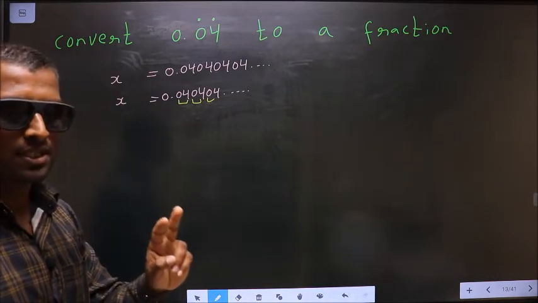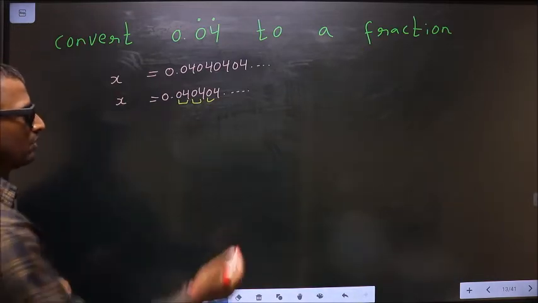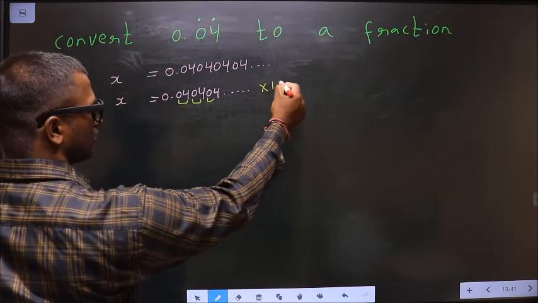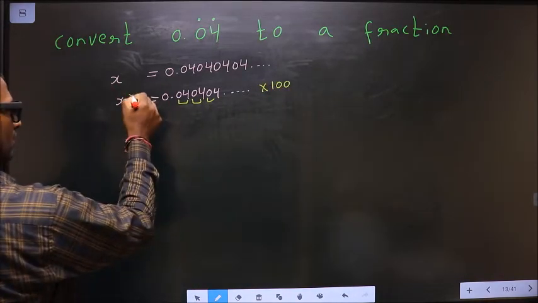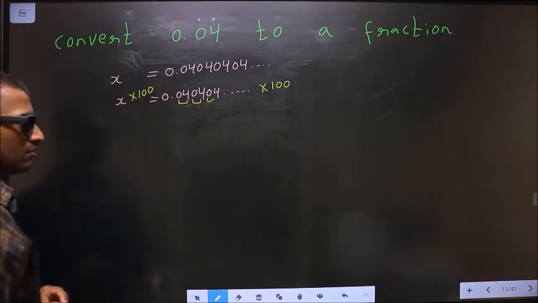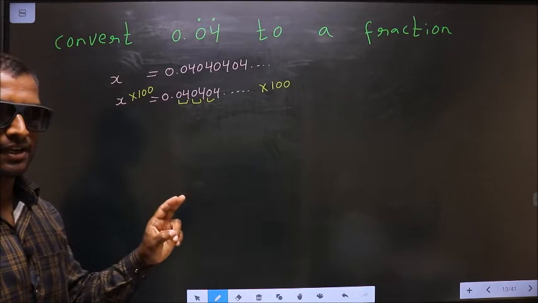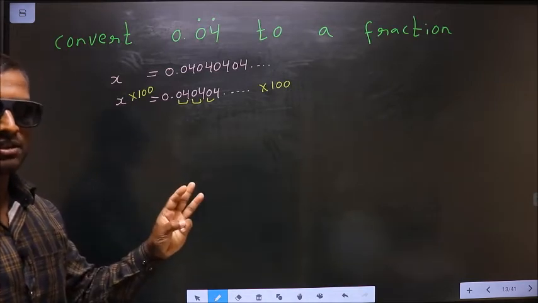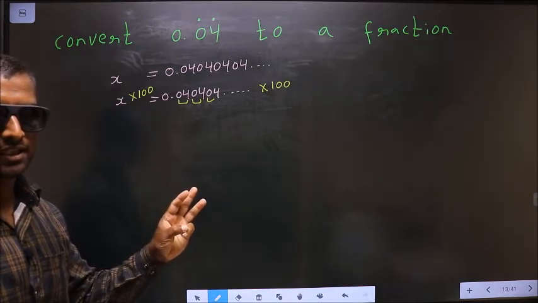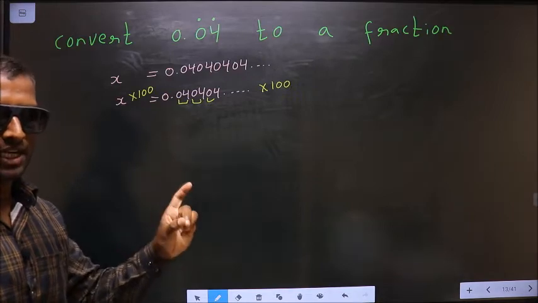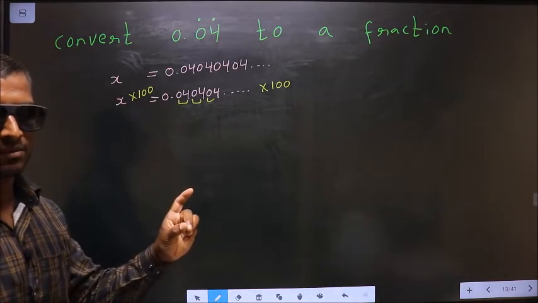So whenever two numbers are being repeated, we should multiply by 100 on both sides. Had it been three numbers, we should multiply by 1000. It is a rule. Had it been one number, we should multiply by 10.